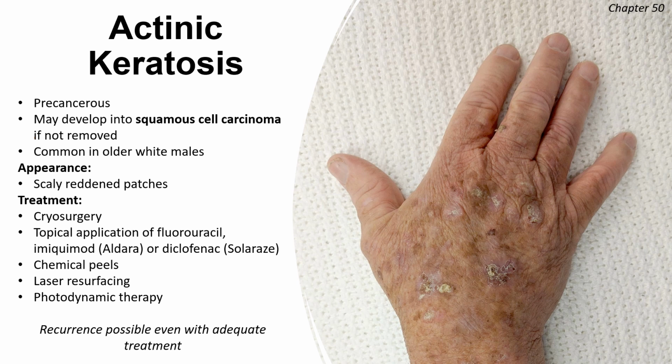Actinic keratosis, so this is precancerous, and it can develop into squamous cell carcinoma if not removed. So if you have an older patient, you want to make sure you check the areas of their body where the sun hits, so like the head, the neck, the face, the arms, the hands, the legs. And if you see these scaly reddened patches like you see in this picture, it could potentially be this precancerous skin condition. So if they do have this, we want to remove it. Okay, so we don't want to take the risk of them getting skin cancer.